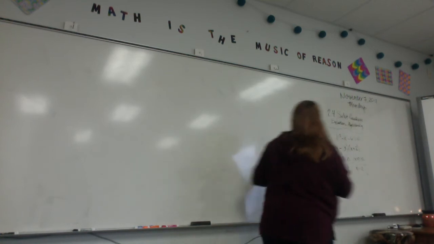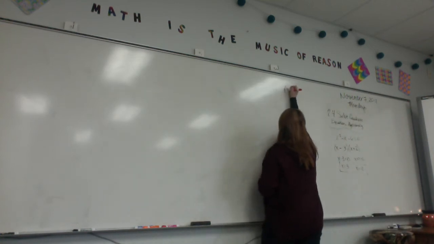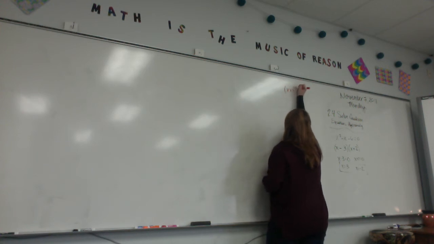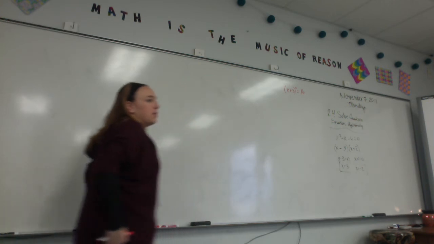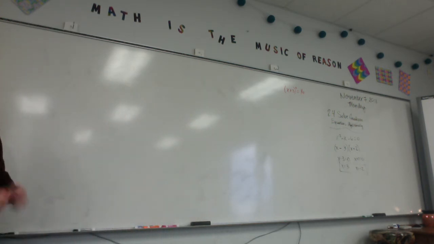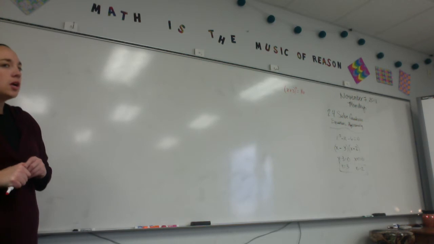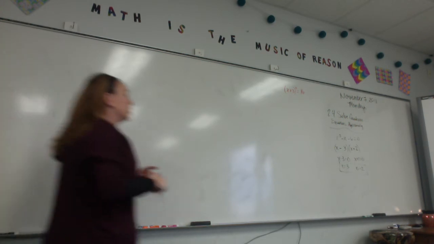What happens if you have one that looks like this? x plus 3 squared equals 16. How do I solve for that? Oh, I don't want to separate it. There's something easier I can do first. How do you get rid of a square? Take the square root.